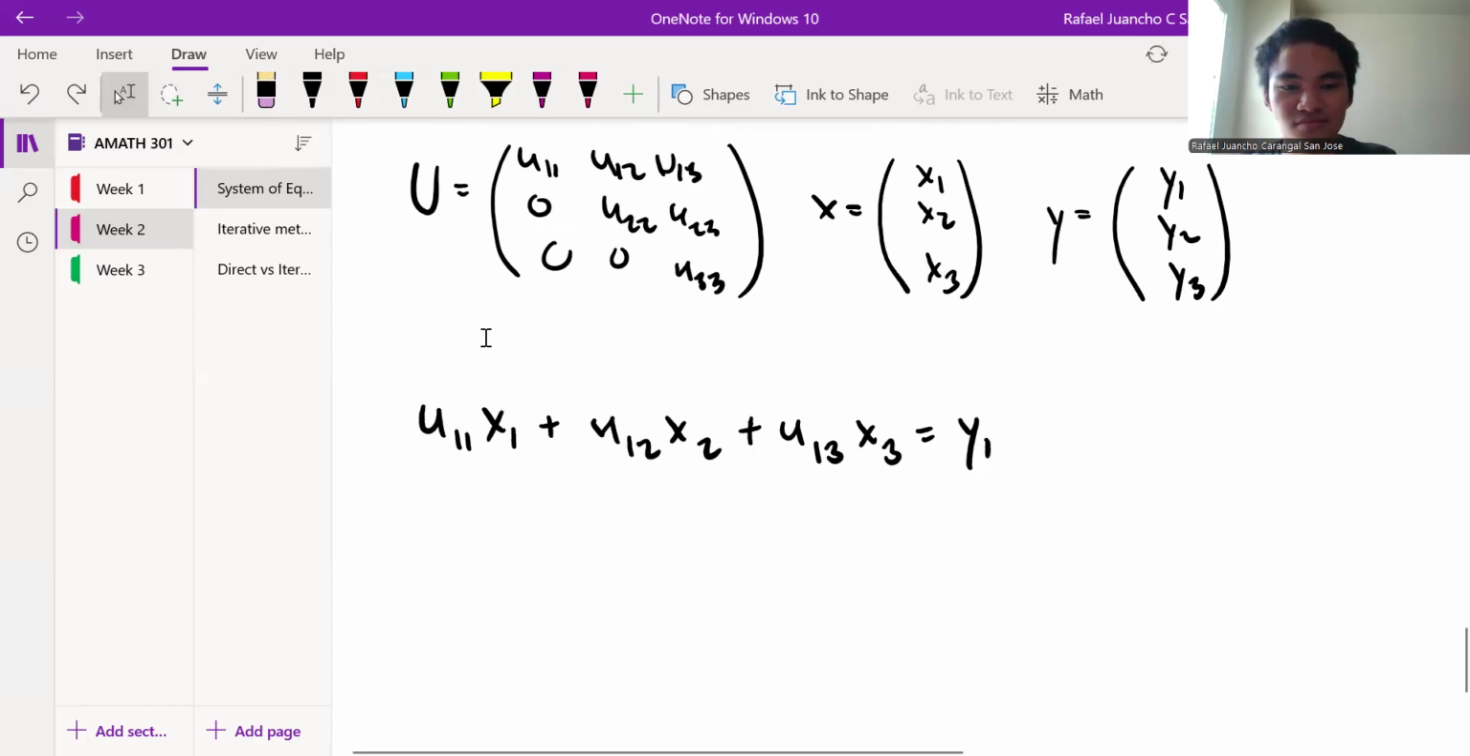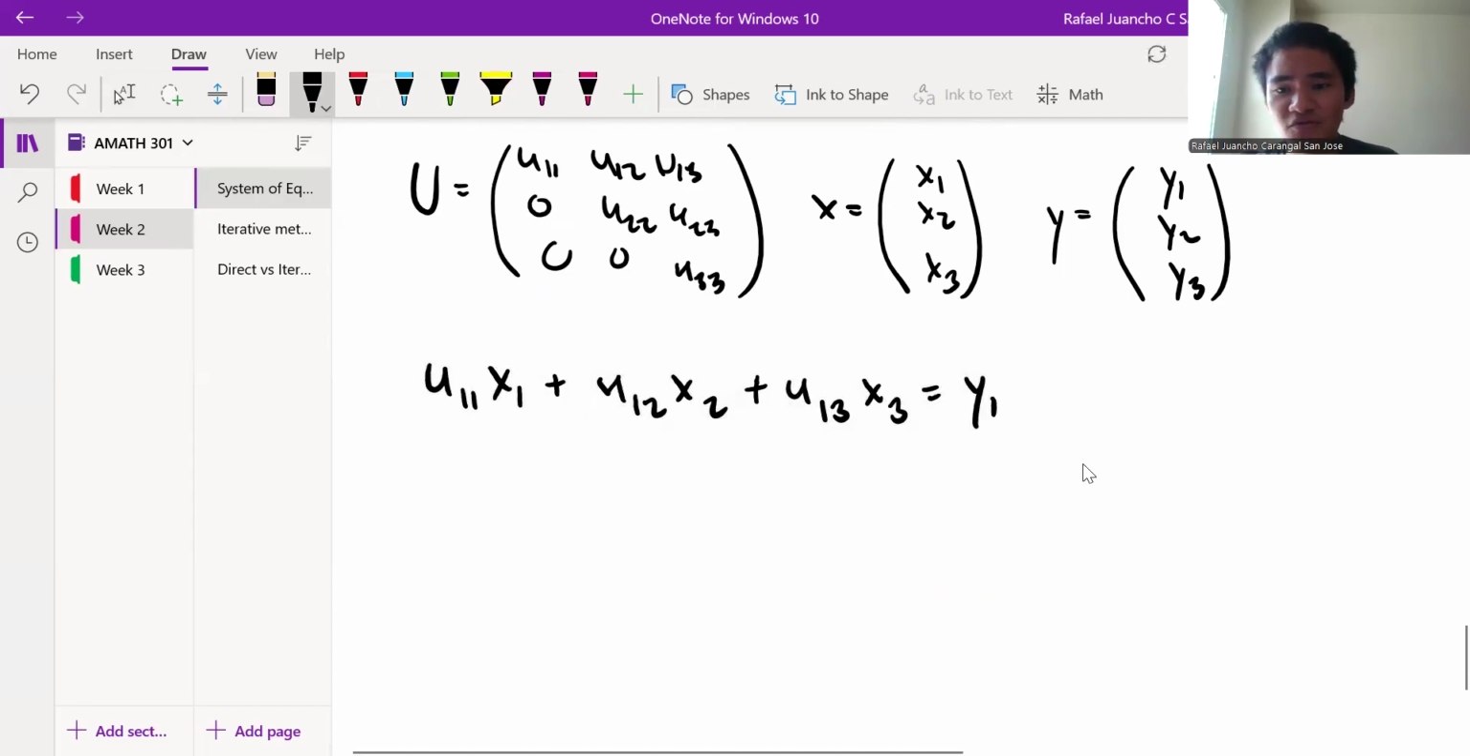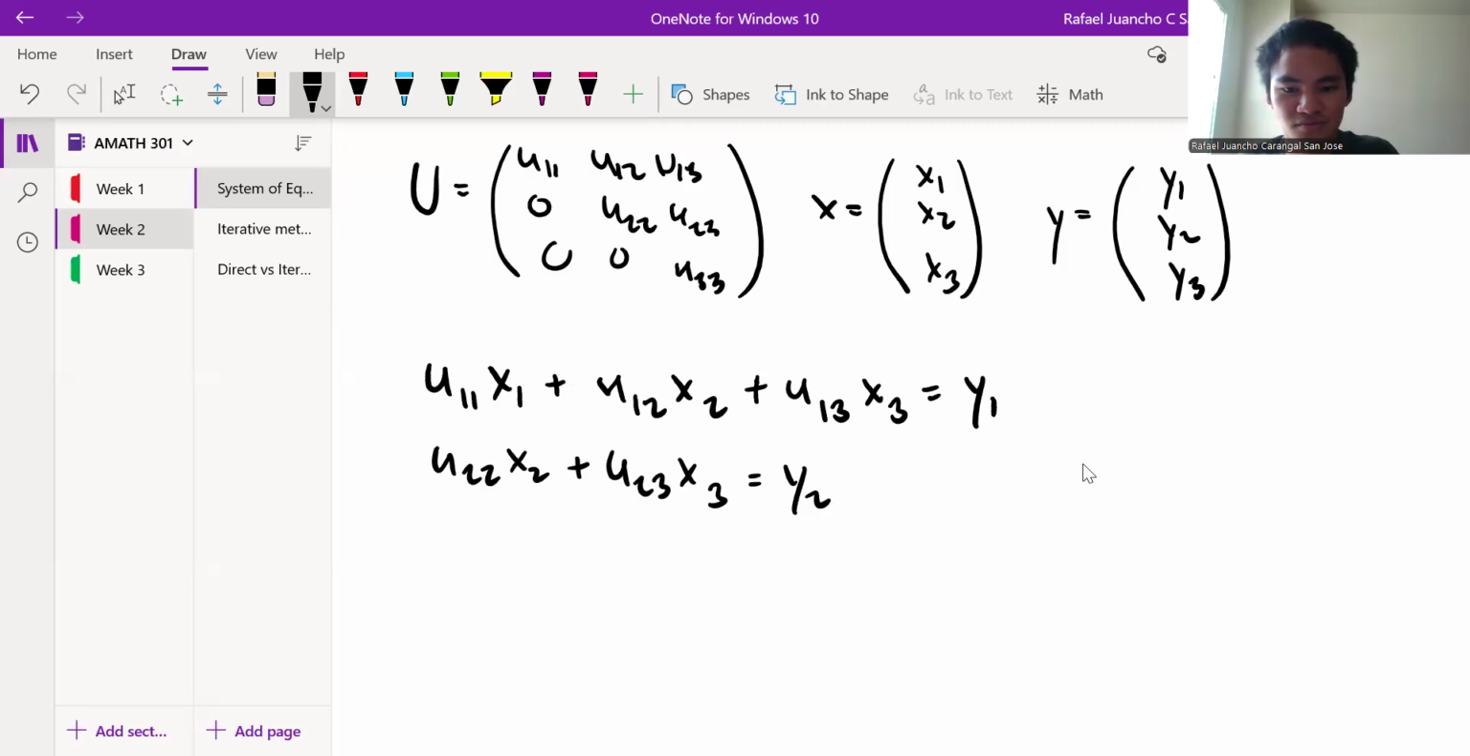Let's write out the system. Funny enough, I actually started from the upper part. I think I could do the same thing starting from the lower part, and I'd still get the same result. But anyway, U22 x2 plus U23 x3 will give us y2, right? Then lastly, we have U33 x3, which will give us y3. And yeah, this can be solved.